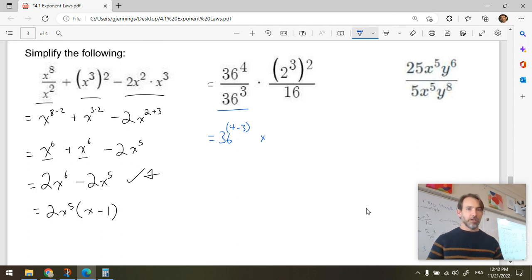It is 2 to the 6. Good. So we're applying our power of a power law there. So that's 2 to the 3 times 2 divided by 16. Okay, we'll just write down 16.